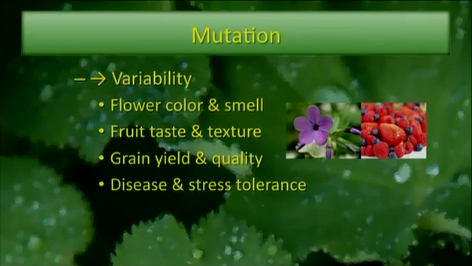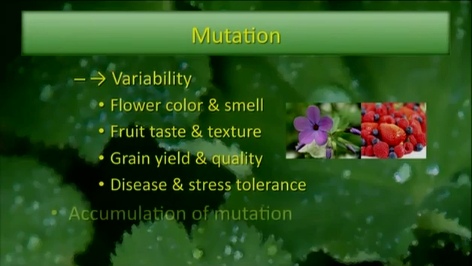So the accumulation of mutation leads to all the genetic variability that happens on our planet. And the accumulation of mutation is a mechanism that drives evolution. We're going to be talking about evolution in an upcoming lecture.